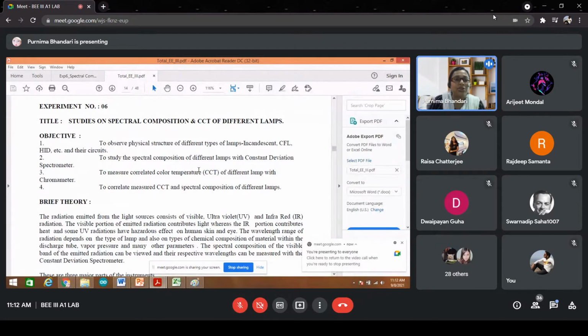Experiment 6 we are going to do today online. In online we cannot do all this experiment. So what we'll do, we'll discuss the theories, the instrument, and then we'll discuss the procedure, how we can actually do it in the lab. The title of the experiment is Studies on Spectral Composition and CCT of Different Lamps.